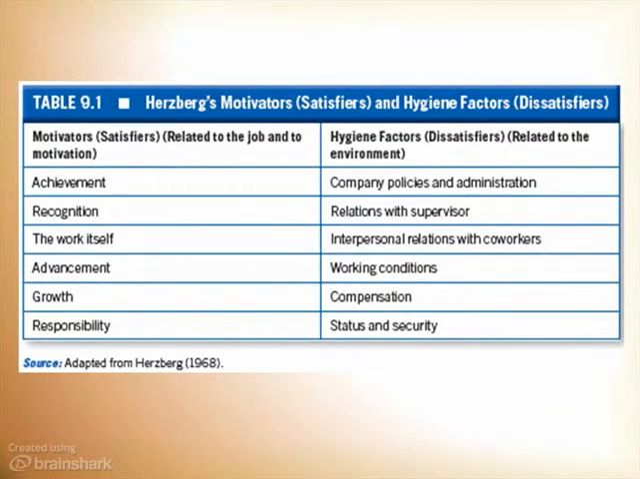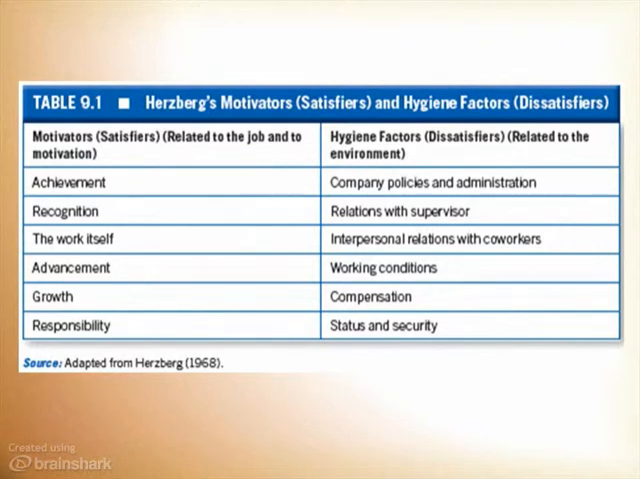Here's a graphic illustration of Herzberg's motivators, which are the satisfiers, and the hygiene factors, which are the dissatisfiers. So if you look in the left-hand column, you'll see the motivators or the satisfiers, and these are related to the job and to motivation. And they would include things such as achievement, recognition, the work itself, advancement, growth, and responsibility. So those would be what would motivate people in the workplace, according to this theory.